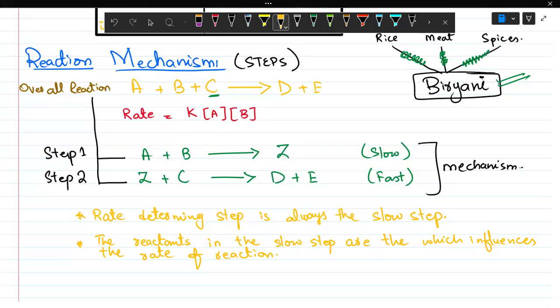Eventually, when we are determining the rate of reaction, we have three different types of reactions: slow reactions, fast reactions, and moderate reactions. As you see, when we are distributing any chemical reaction into two parts, we will be saying that this one is the slow and this one is the fast.